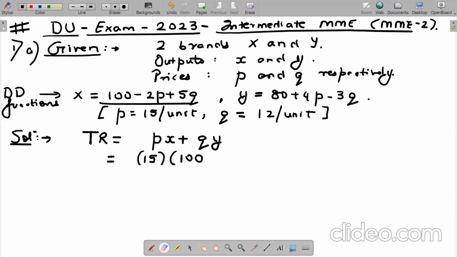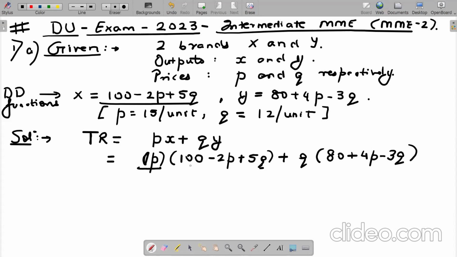Or let me do one thing. Let me first of all write in general terms only. So P times X is 100 minus 2P plus 5Q, plus Q times Y. How much is Y? By the demand function, it's 80 plus 4P minus 3Q.